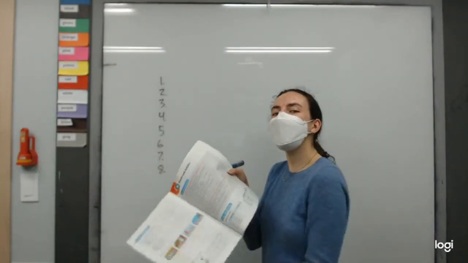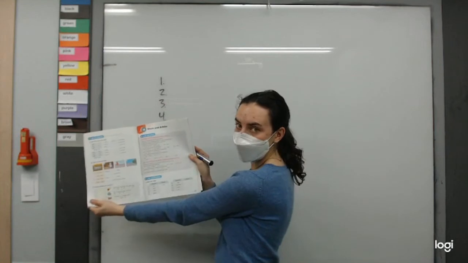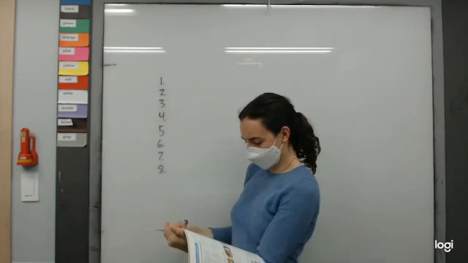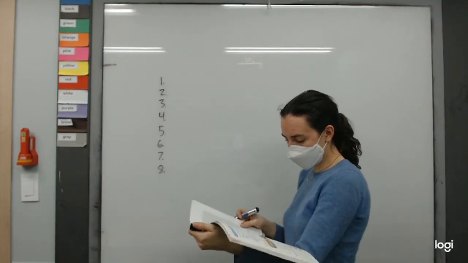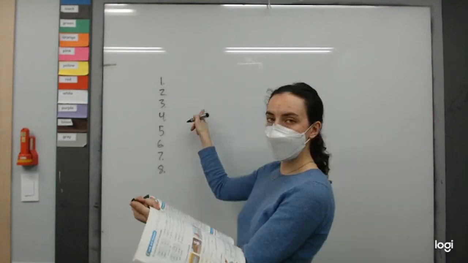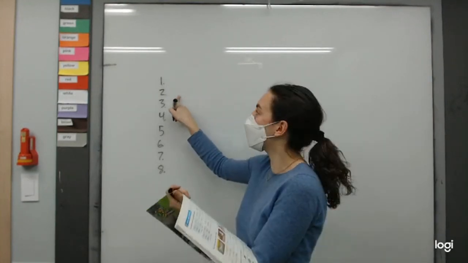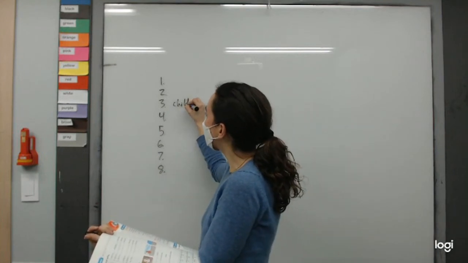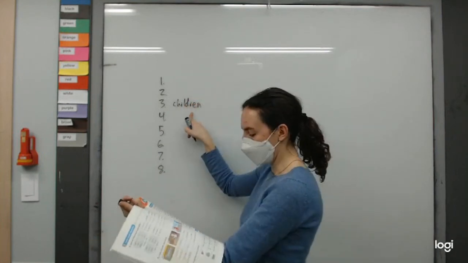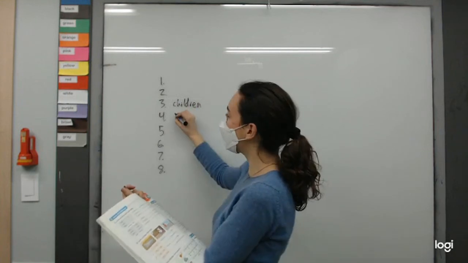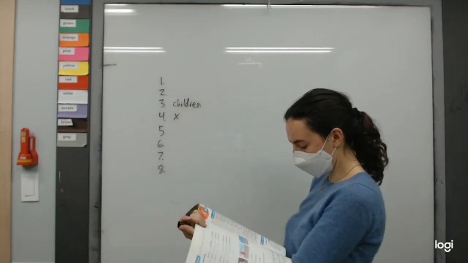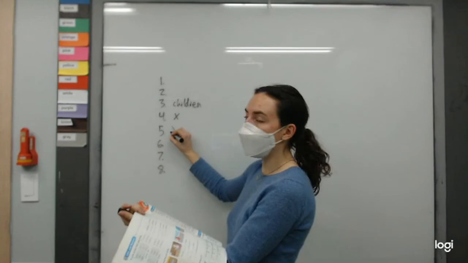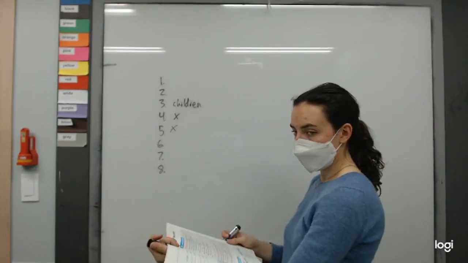Okay, now let's check answers for number 16. So, the first one, bus, plural form buses, and water, noun, no plural form. 3, children is plural. It is a special plural. And 4, bread, non-count, no plural. 5, milk, also non-count, no plural.